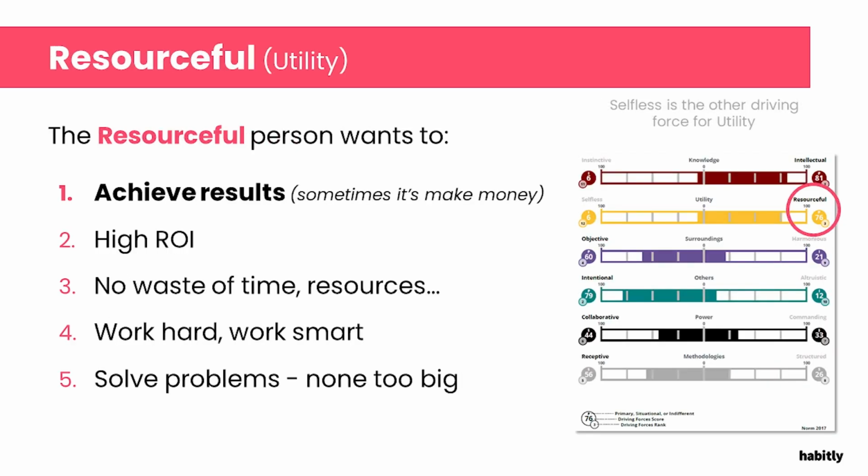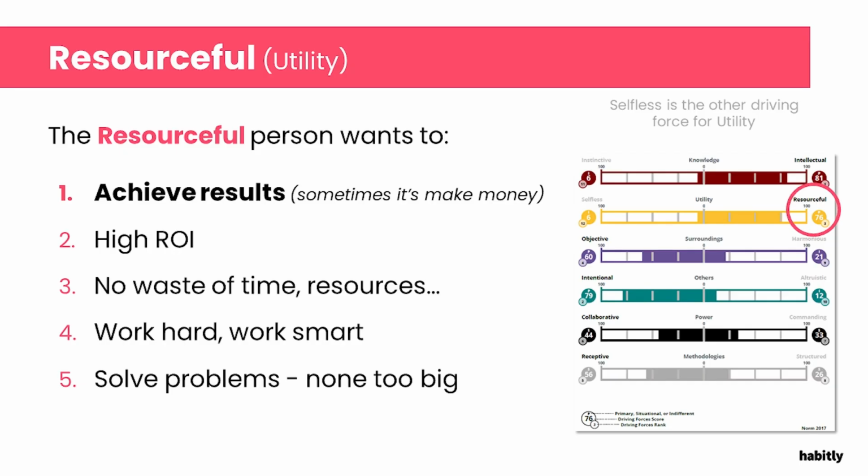The flip side of that on the utilitarian is the resourceful person. Now, this is someone who is very results-oriented. It might be that they just love results, or it might be they want to make money. Usually it's results, because even if they want to make money, they realize they have to make the results to make the money. They like higher ROI. They don't want to waste time or resources, work hard, work smart, solve problems. By the way, no problem's too big for them. They'll just go after it.